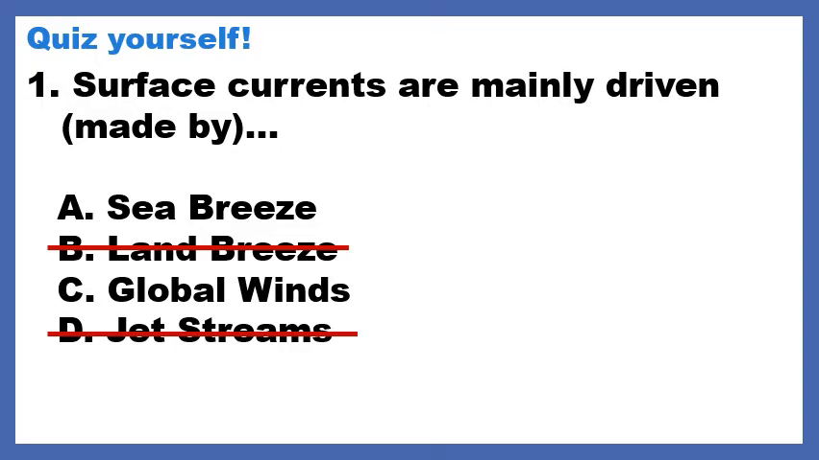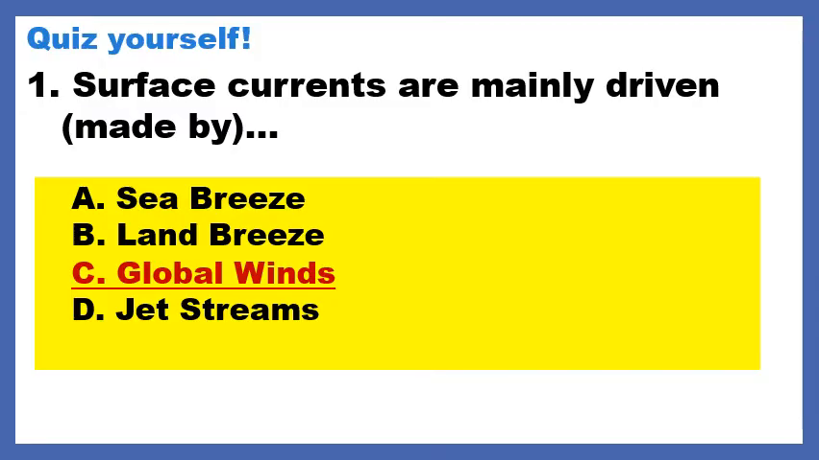All right, so then the correct answer is C, global winds. Remember, a sea breeze is basically the opposite of a land breeze. It's when you have air moving from the warm water back to the cold land.